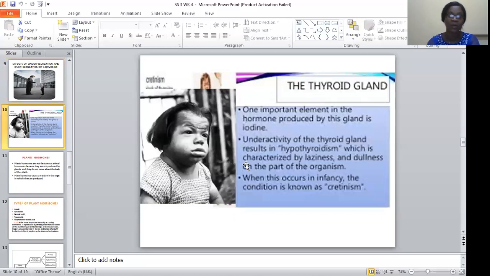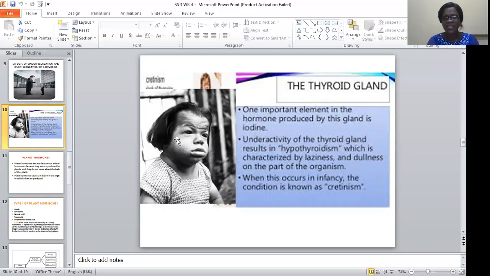Another one is the thyroid gland, which can lead to a defect known as cretinism. When this occurs, it normally occurs during infancy, and the condition is known as cretinism. That is, the important hormones that are supposed to be produced while the woman is pregnant are not enough. And it is usually due to the lack of iodine. If the iodine content during that time is not as much as required, you will see this defect.